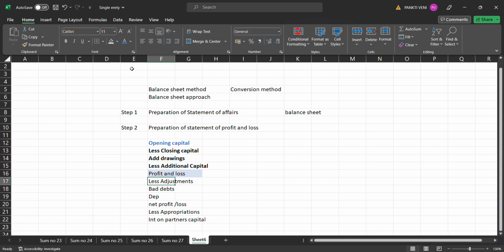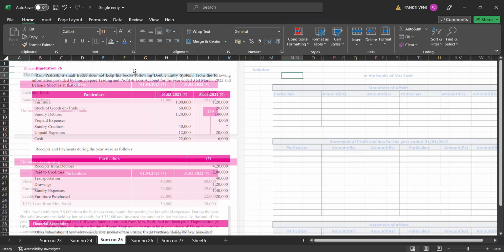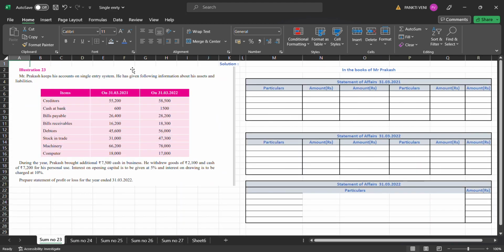Okay, let us go to sum number 23. Mr. Prakash keeps his accounts on a single entry system. He has given the following information about his assets and liabilities.